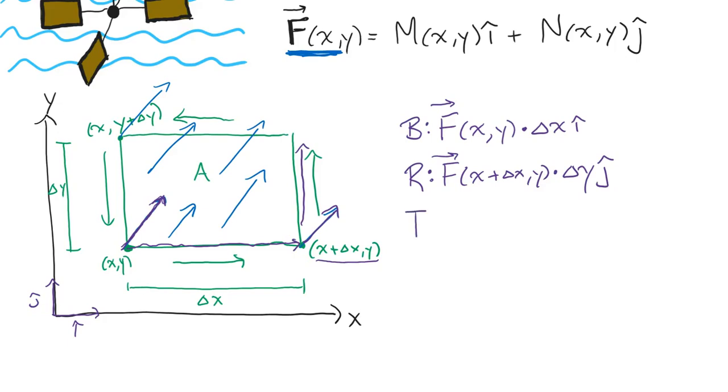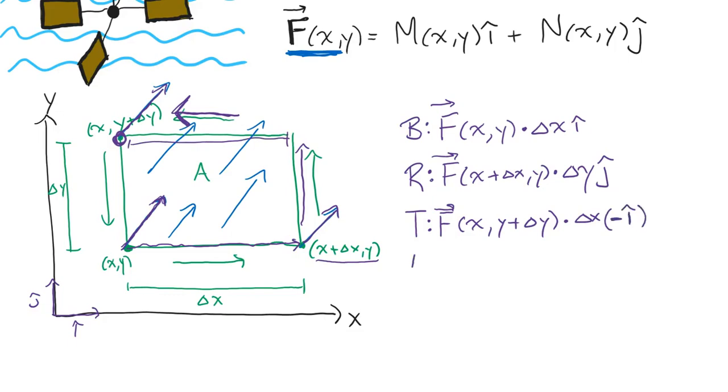Now if we go along the top, we will find this circulation. So the top will be, well, let's choose this point as our starting point. So we have some vector that's originating out of this point, and that'll be f of x comma y plus delta y, and then that'll be dotted with delta x, the distance traveled along this side, and then not i hat because we're going in the opposite direction, so we'll want a minus i hat.